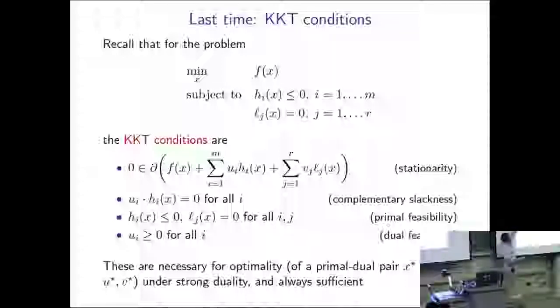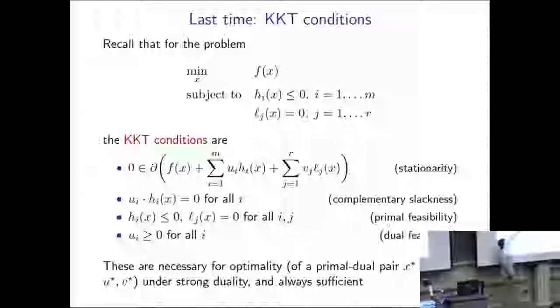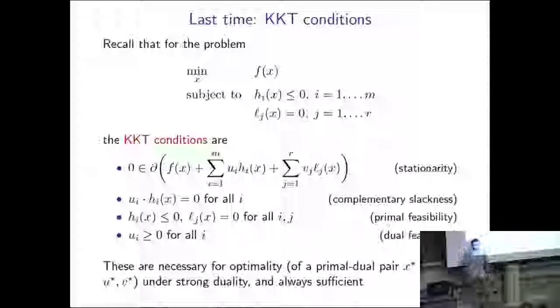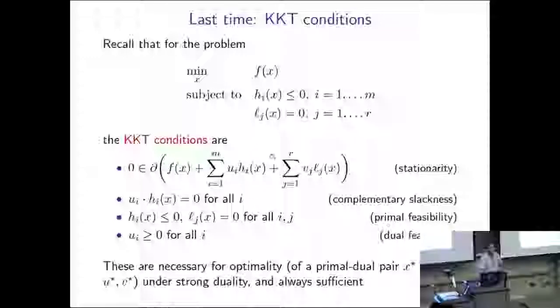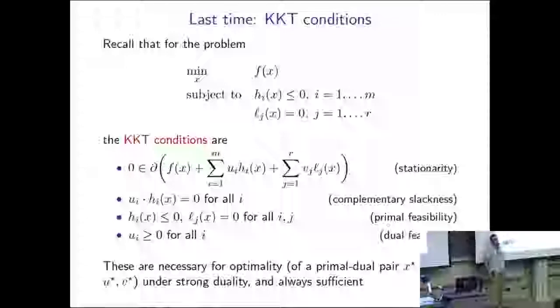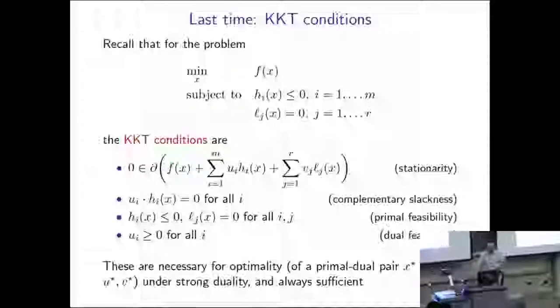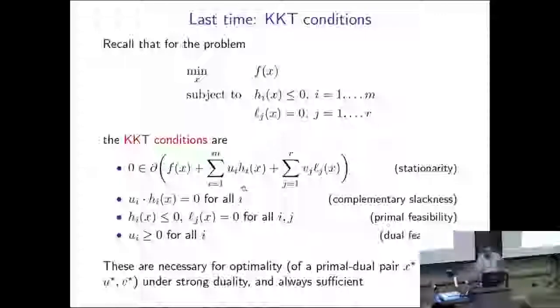So said differently, if I take the Lagrangian, which is just the criterion plus these terms, sum of u_i h_i plus sum of v_j l_j, then thought of as a function of x for u and v fixed, if I take a subgradient of this, it contains 0, which means that it's minimized at the x I'm looking at. That's called stationarity. The second condition was called complementary slackness. It says that either the ith dual variable u_i or the ith constraint h_i of x has to be equal to 0 at the solution.